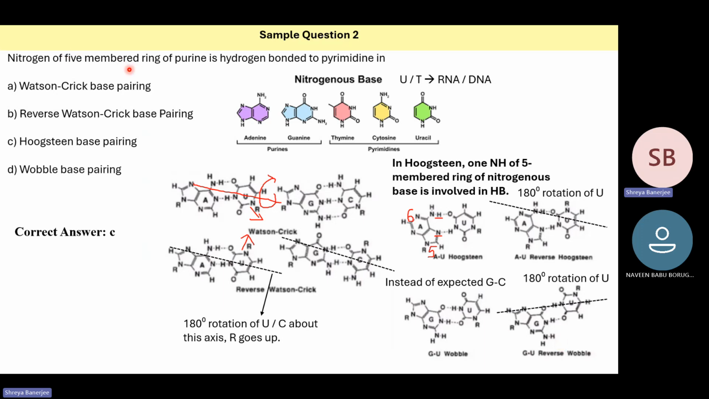The question is asking, nitrogen of 5-membered ring of purine is hydrogen bonded to pyrimidine. This happens only in case of Hoogsteen. 5-membered ring of purine participates in base pairing only in case of Hoogsteen. Because in both Watson-Crick and Wobble, it is only the 6-membered ring of purine that is participating in base pairing. So the correct answer is C, that is Hoogsteen base pairing.